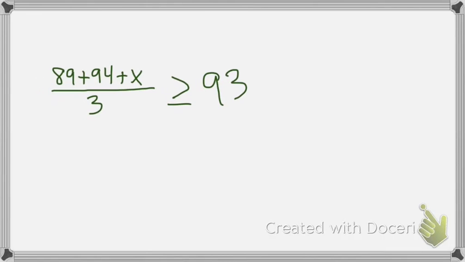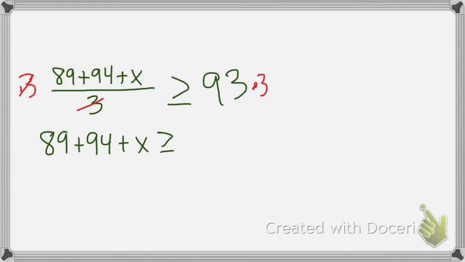Okay, so if this is our equation, like you said, we've got to multiply by 3 first. Times 3. On the left side, that's going to cancel, so we'd be left with 89 plus 94 plus X greater than or equal to, what's 93 times 3? 279. So we're going to have to get rid of both of these, correct? So we've got to subtract them.